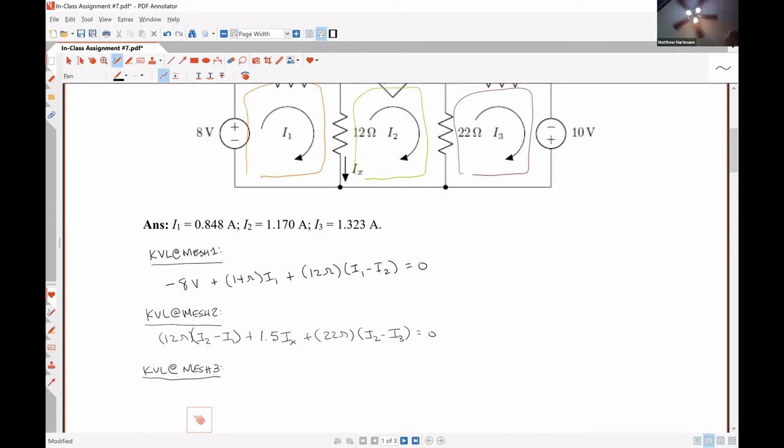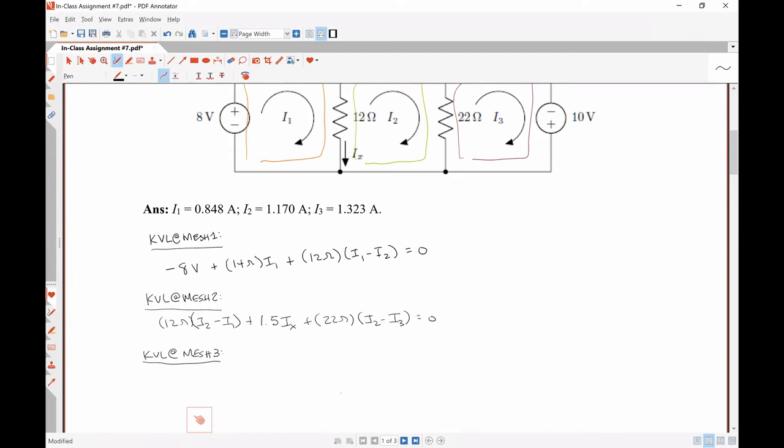Somebody else, what are we going to have? You're going to have negative 10 volts. All right. Starting at an odd place, but that's okay. Whatever you're comfortable with. And then you have (I3 minus I2) times 22 ohms. And then you have plus I3 times 5 ohms equals 0. Alrighty. And then we'll solve this system of equations.